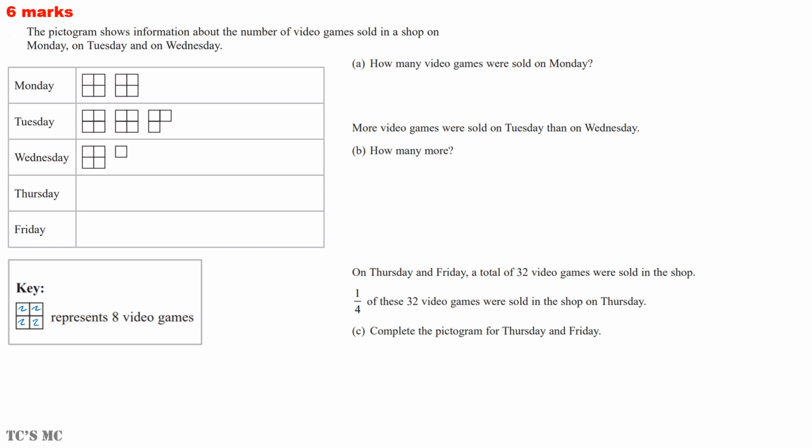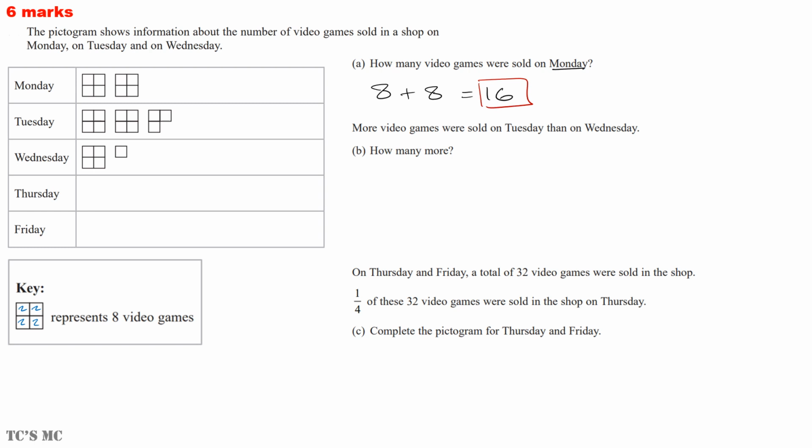Part A, it says how many video games were sold on Monday. We have 2 of those boxes, so we have 8, add 8, which is 16. And for 1 mark in part A, all we need to write is 16.